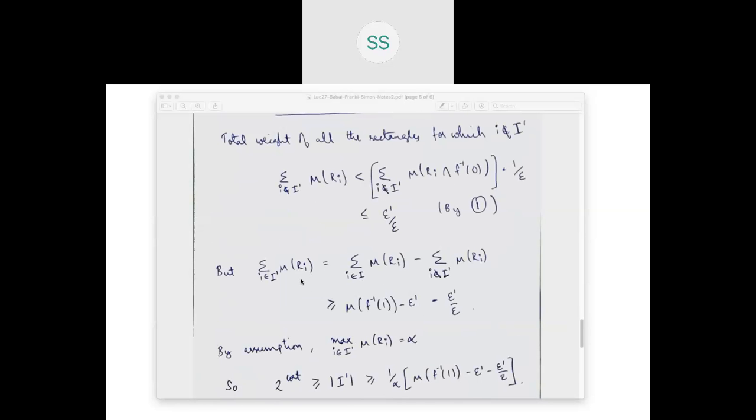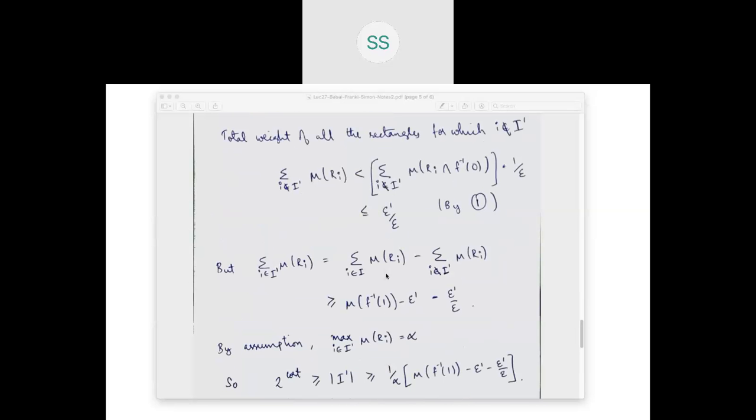those rectangles in I prime is, you can obtain it by a difference, and mu summation i in I, mu of Ri is given by 2, and this thing is upper bounded by epsilon prime by epsilon. So we get this, and by assumption, this is a lower bound on the total measure of the rectangles such that i is in I prime.